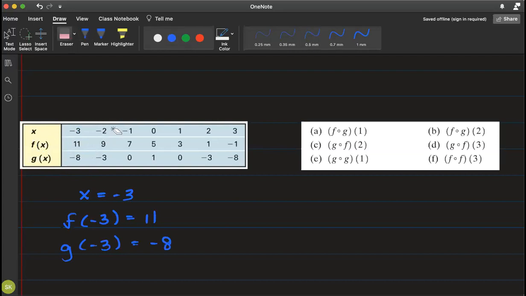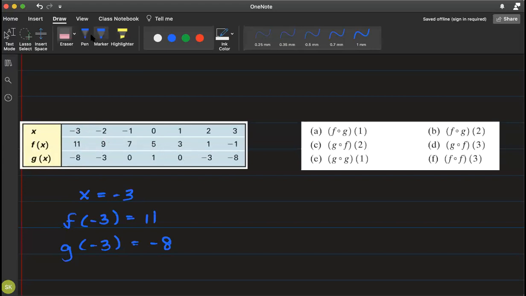You could say when I plug in -2 into f, I get 9. And when I plug in -2 into g, I get -3, and so on. So you can see the domain of f and g are the same, at least for these numbers here. You can see that the domain of f is -3, -2, -1, 0, 1, 2, and 3, because we're getting values here in the range.